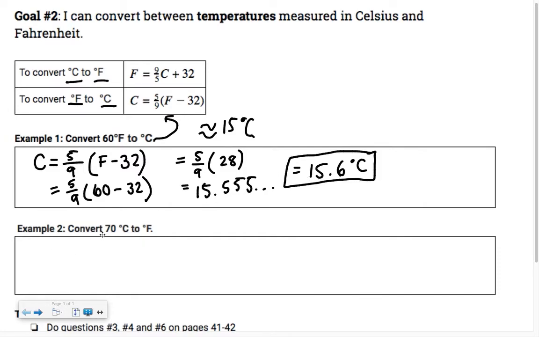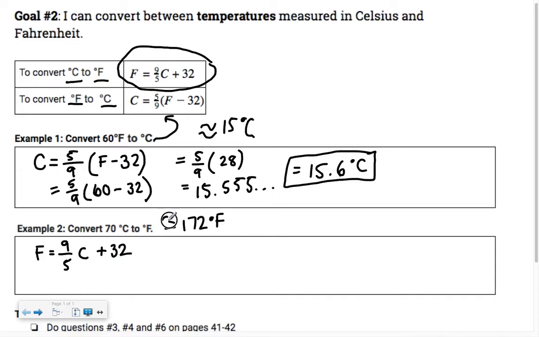In example 2, we're converting from degrees Celsius to degrees Fahrenheit. So we have 70 degrees Celsius and we're converting to degrees Fahrenheit, which means we need this equation here. So F equals 9/5 times our degrees in Celsius plus 32. So let's do a little estimate here. 9/5 is really close to 2. 2 times our degrees Celsius, so 2 times 70 gives me 140, plus 32 gives me 172 degrees Fahrenheit.